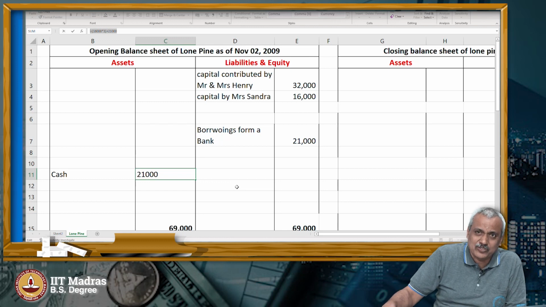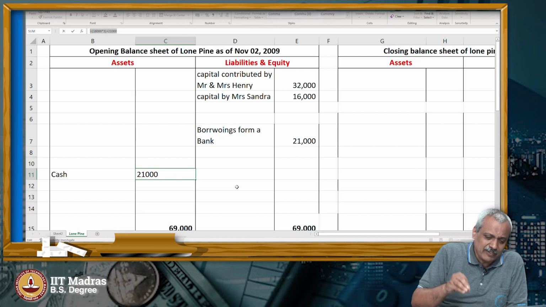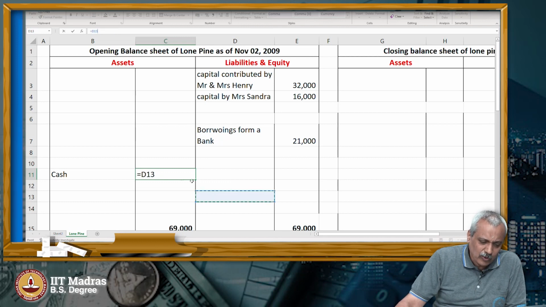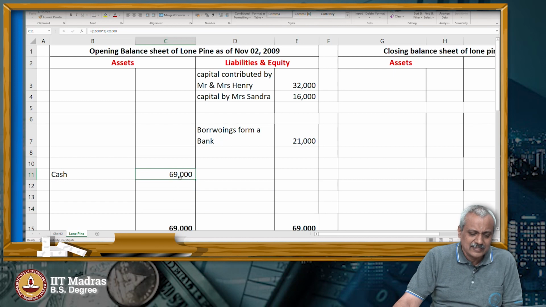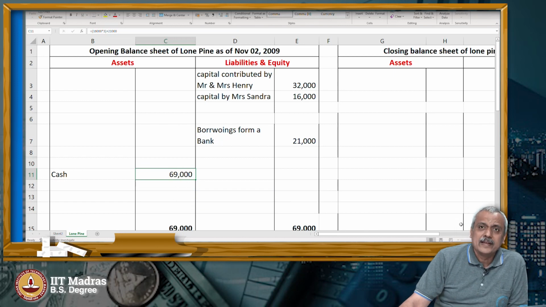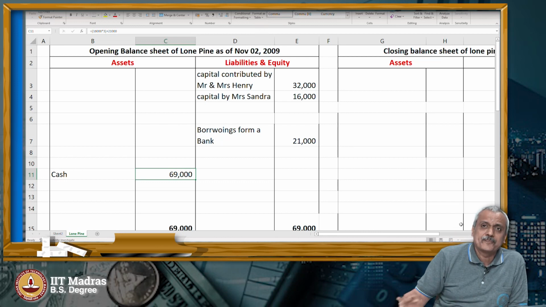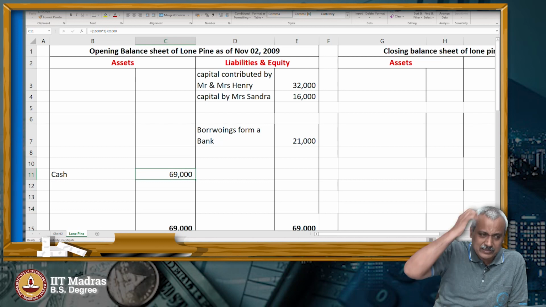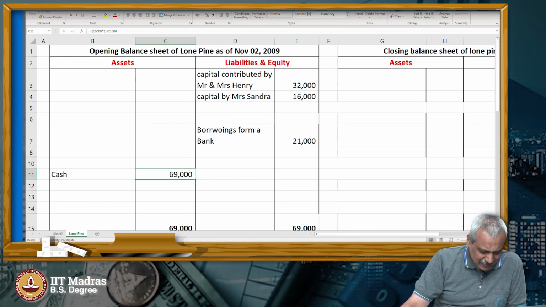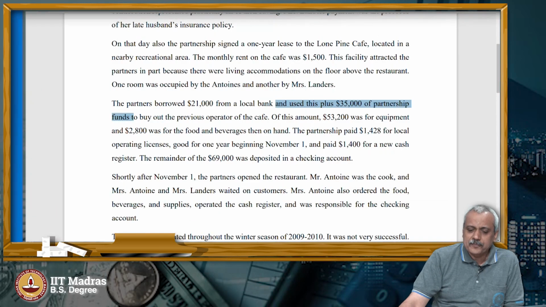So 35 plus 21, $56,000 they have used out of the $69,000 out there. 21 plus 35, it is about $56,000 is what they have used. Now let us see what have they used it for.